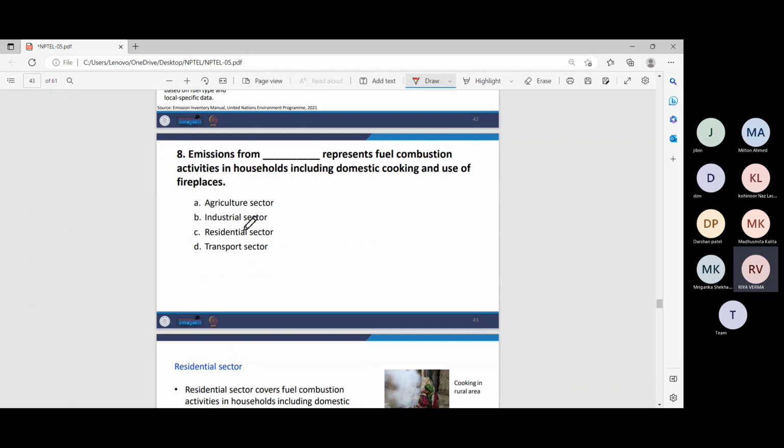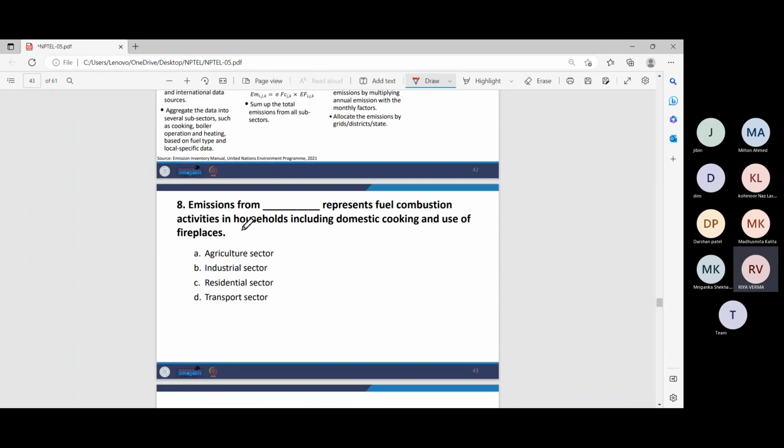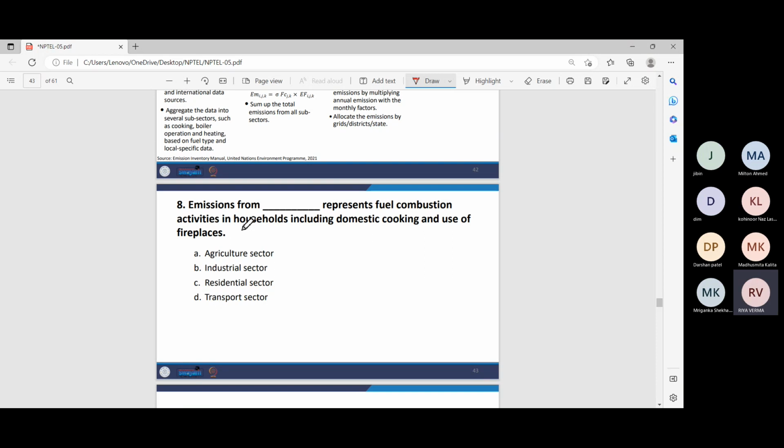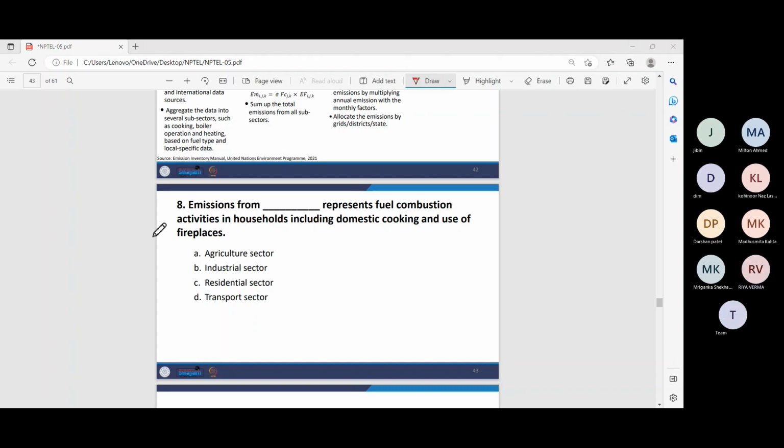So emissions from dash represent fuel consumption activities in the households, including domestic cooking and use of fireplaces. Ma'am, first is residential sector. Yeah, it will be residential sector only.